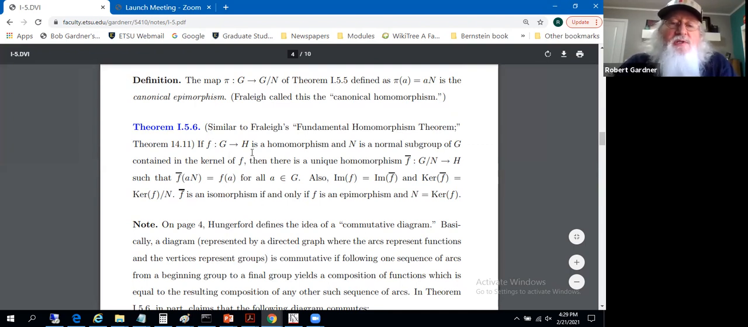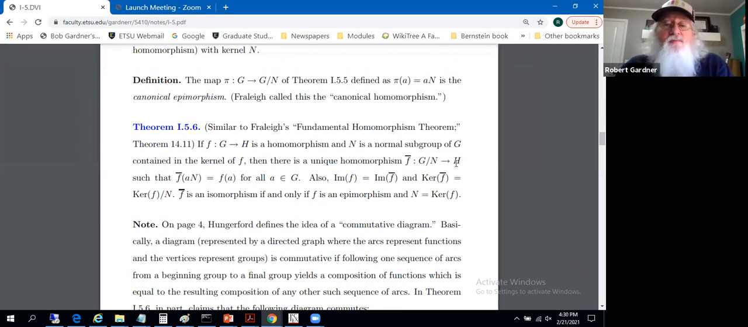If F maps G into H is a group homomorphism, and N is a normal subgroup of G contained in the kernel of F, okay, so we've got a normal subgroup with a certain placement, then there's a unique homomorphism F bar mapping the quotient group G mod N into H with some other conditions satisfied. And here's how we'll use it. F bar is an isomorphism if and only if F is an epimorphism and N is the kernel of F.